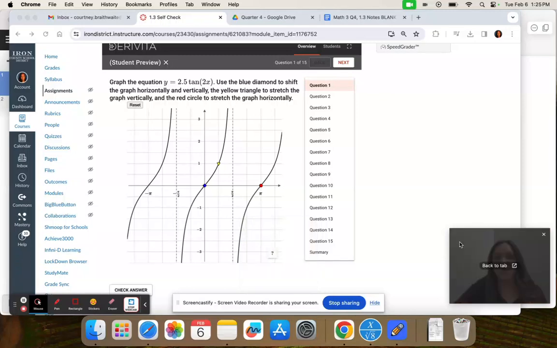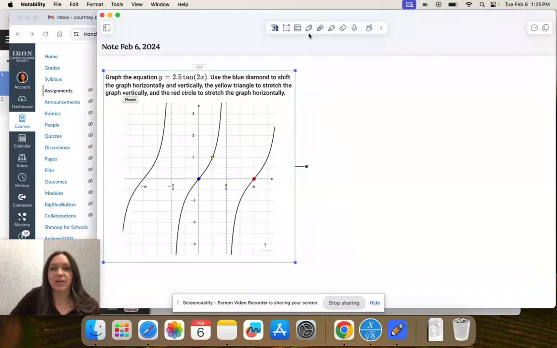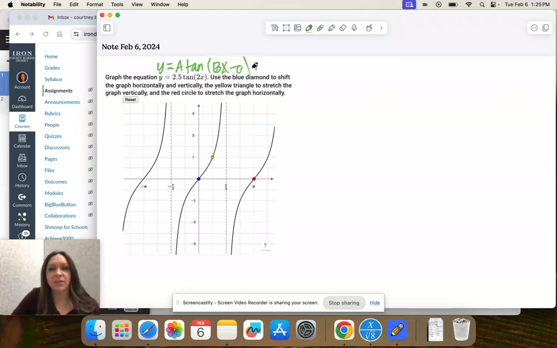Okay, question 1, we are graphing a tangent function. So we're going to use things to stretch and move, and then let's see where we're at here. So I'm going to write the general form. So we have a tangent of bx minus c plus d. I'm going to identify everything.